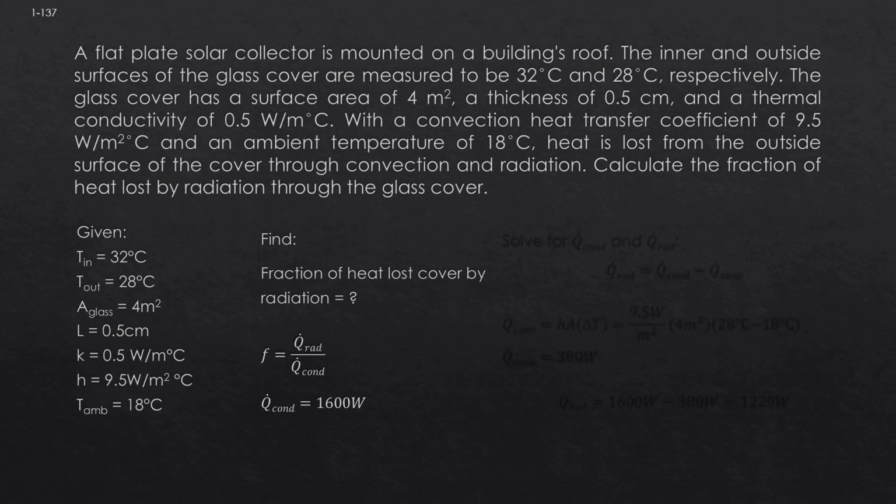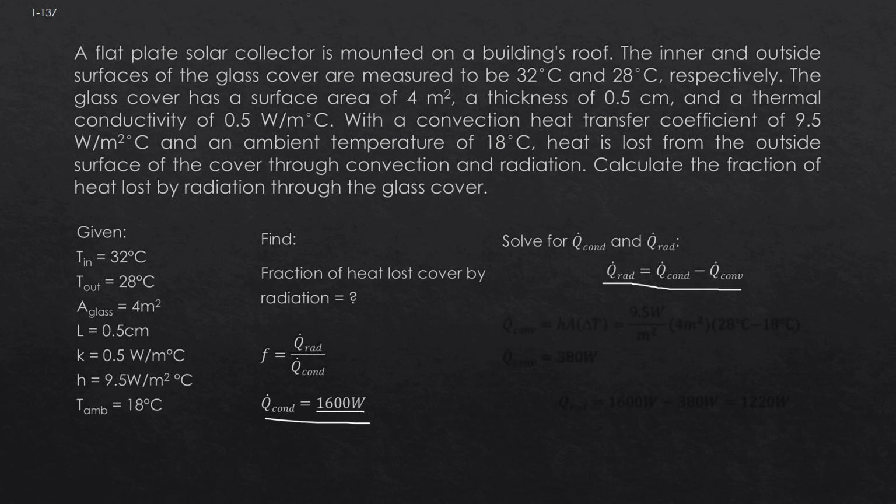Now that we have the value of our rate of conduction heat transfer, we will now solve for the rate of radiation heat transfer. Rate of radiation heat transfer can be calculated using this equation. Q dot rad equals Q dot conduction minus Q dot convection. So since we already have the value of our rate of conduction heat transfer, which is 1600 watts, we will just solve for the rate of convection heat transfer.